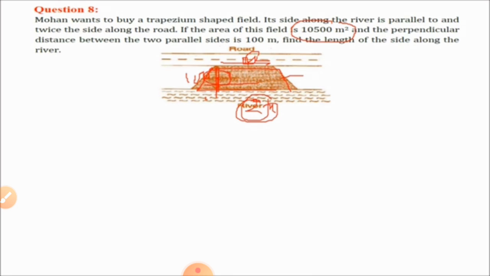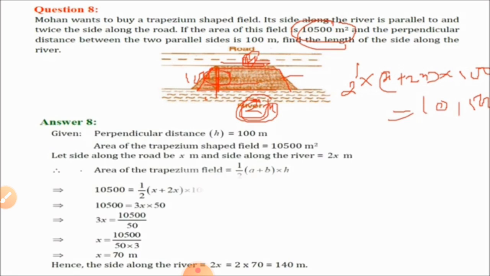Yes, you remember. This is question number 8. 1 by 2 multiplied by the sum of the sides, x plus 2x, multiplied by height, that is 10 or 100, whatever is given, 100, and the total is given as 10,500. Yes, my dear student, just simplify, and you have x equal to 70 meter.